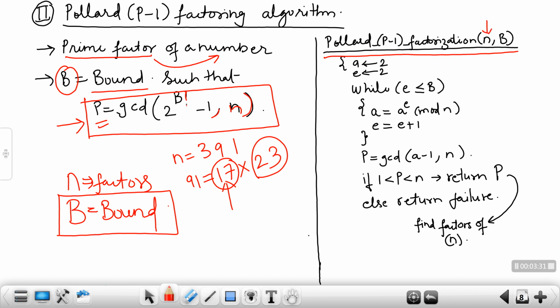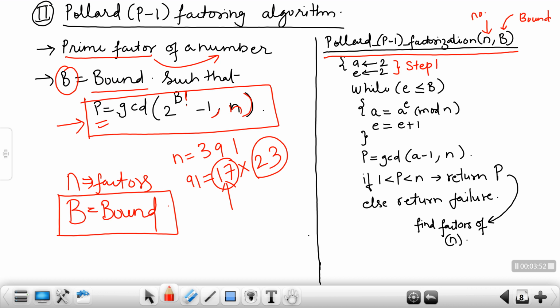You know what n is: n is the number of which you need to find the factor. And B is the bound, which I have already explained to you. Now your algorithm, or your code, starts. Initially, this will be your step 1. I will write it here.